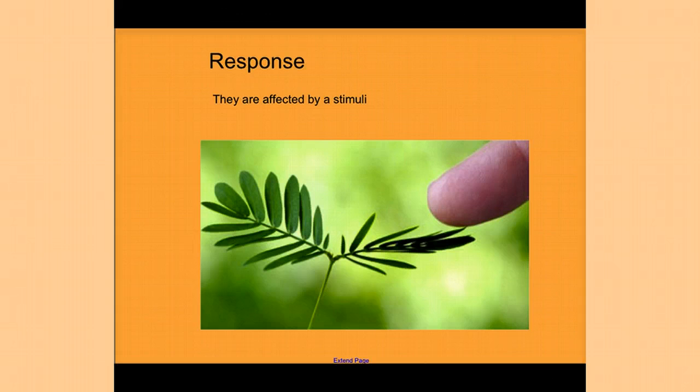Response. Outside factors affect living organisms. Take for example this plant. When touched, it closes its leaves inwards, or the ability of a plant to grow towards sunlight.